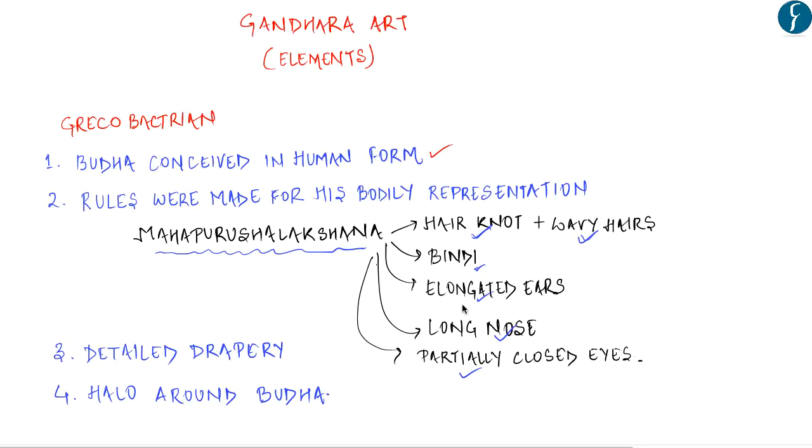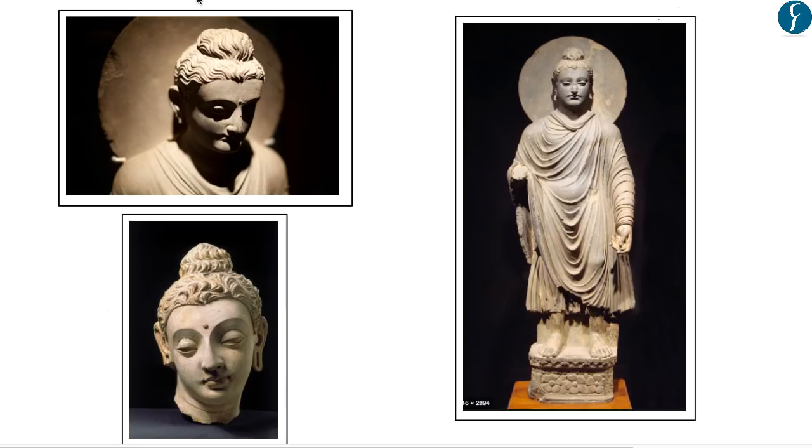Then the ears should be elongated, and he should also have a long nose, and the presence of partially closed eyes in almost all the idols of Buddha belonging to Gandhar art. Let's now analyze these features with the help of images. Now, these three images of Buddha are from Gandhar school of art.